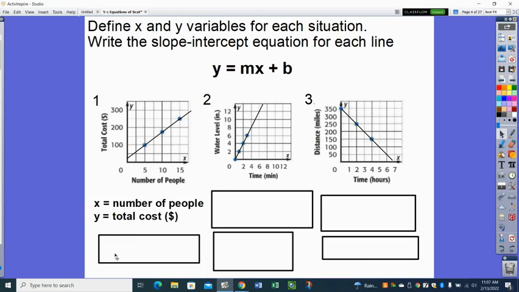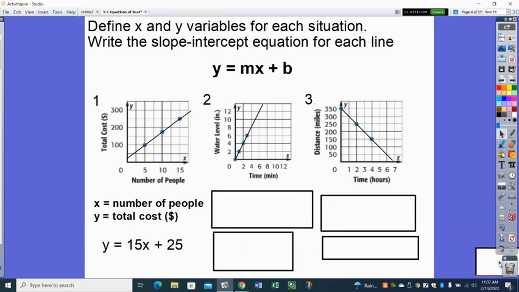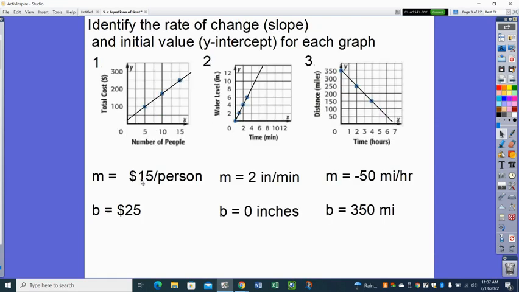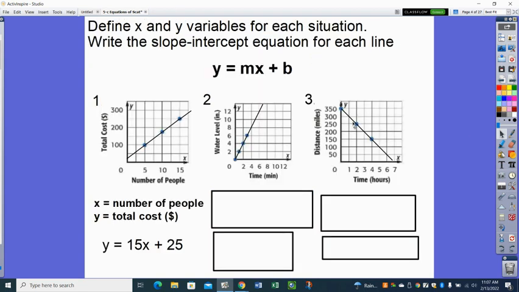And now we're going to write y equals, now these are the problems we just did a second ago. So we're going to write y equals mx plus b, and we're going to put the two pieces together. So if you go back, you're going to remember here that the slope was 15 and the b was 25. We started at $25 and every person is going to add 15.